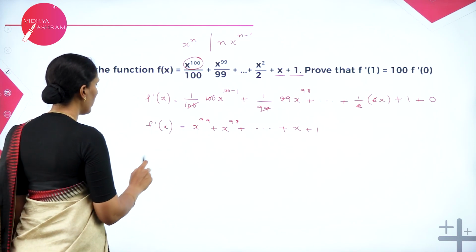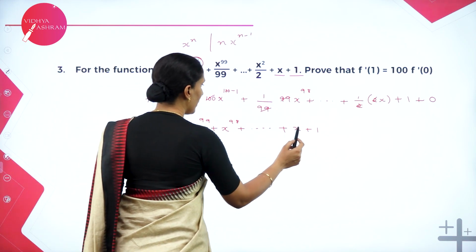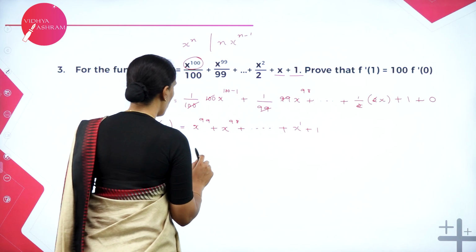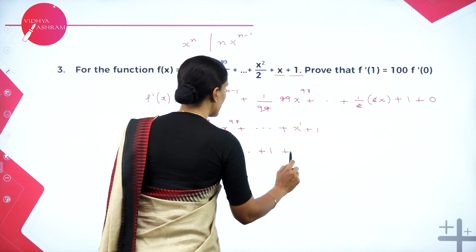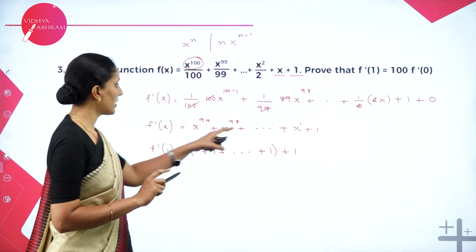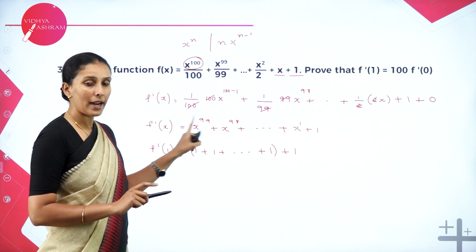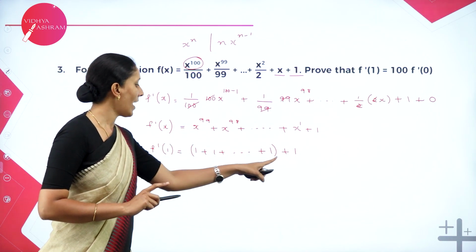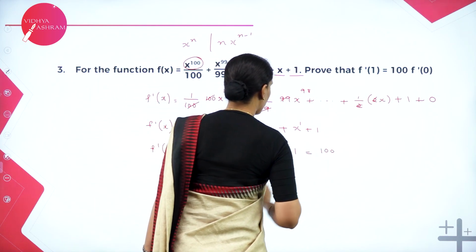Now let's find out f dash of 1. So f dash of 1. So here x to the power 1. So from 1 plus etc. plus 1 plus 1. Until here, it is 99 times because here we have x to the power 99. 1 to the power 99 means 1 itself. So we have 99 plus 1. This is equal to 100.